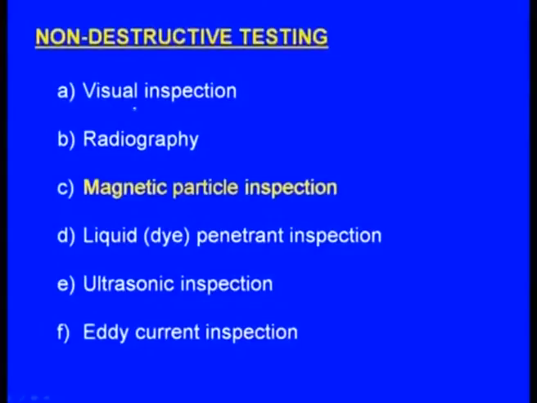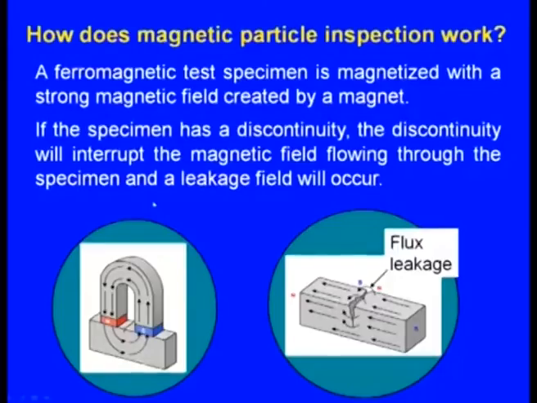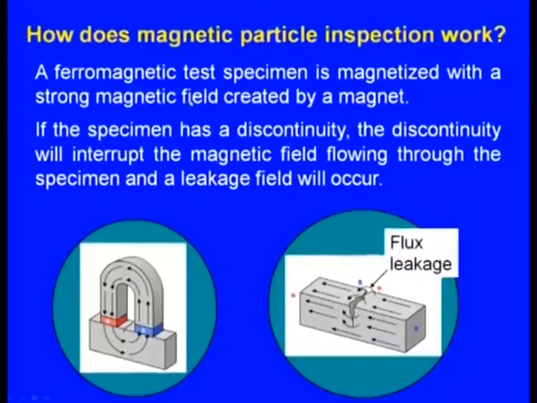So, we have completed visual inspection and radiography. Next one is the magnetic particle inspection. How does magnetic particle inspection work? A ferromagnetic test specimen is magnetized within a strong magnetic field created by a magnet. A ferromagnetic component or material is one which can be magnetized easily under the influence of a magnet. Now, this ferromagnetic specimen is magnetized with a strong magnetic field created by a magnet.